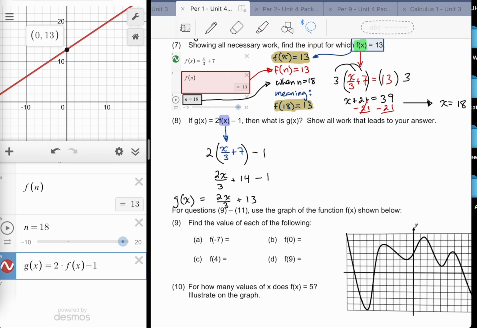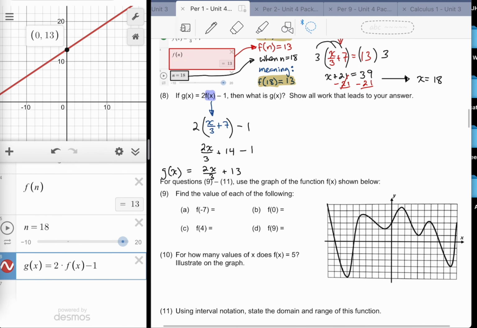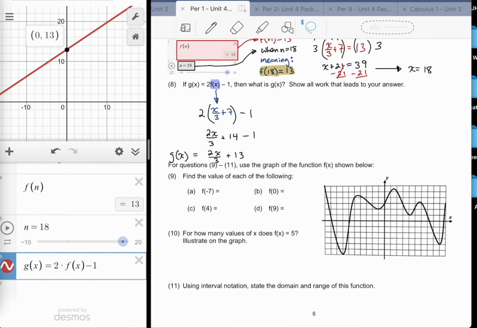So this one's a little bit of a trickier situation because it's all strictly based off knowledge of the notation, but again, you get used to it.